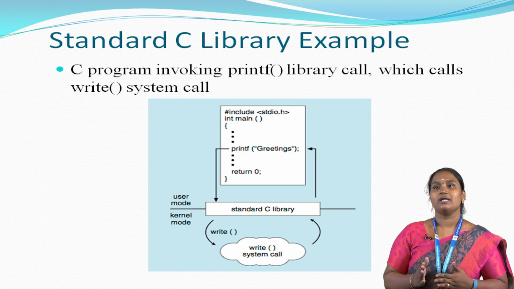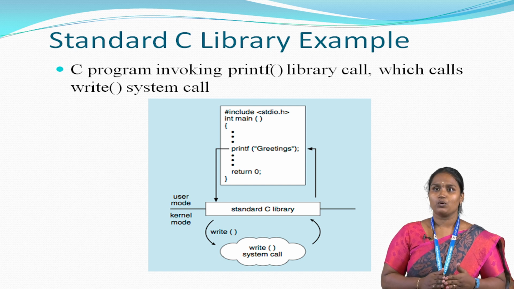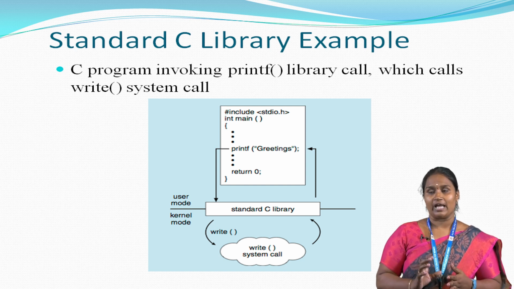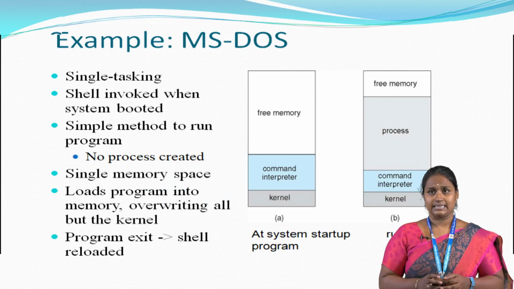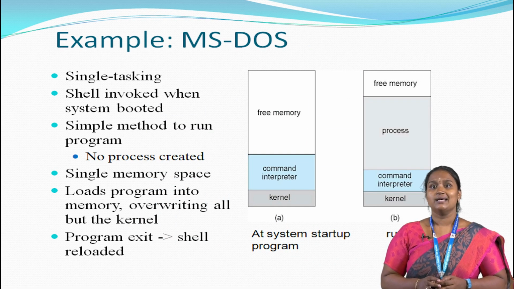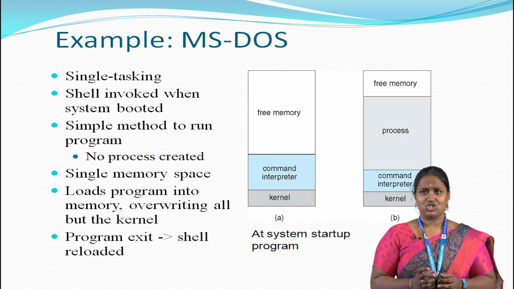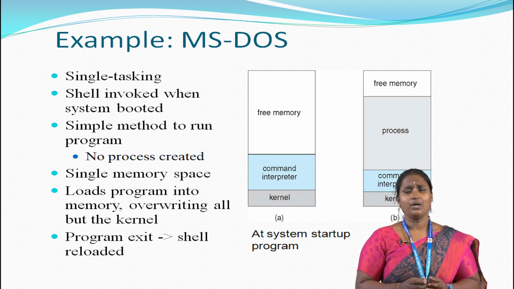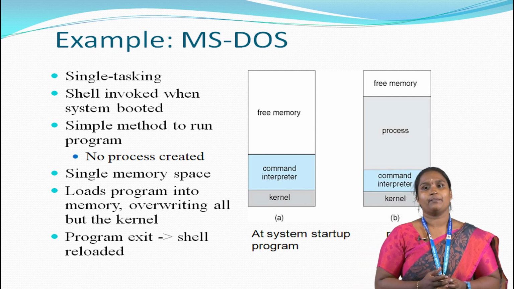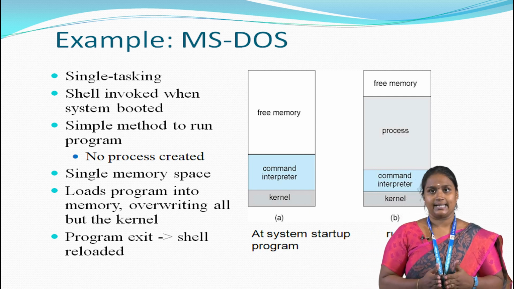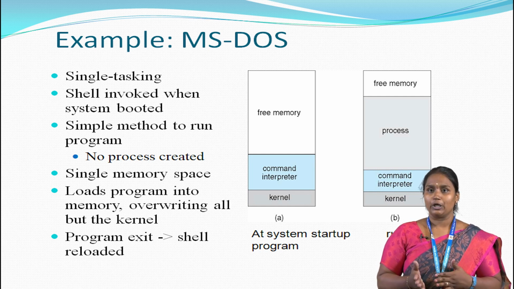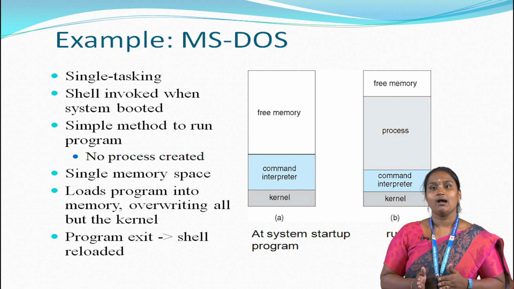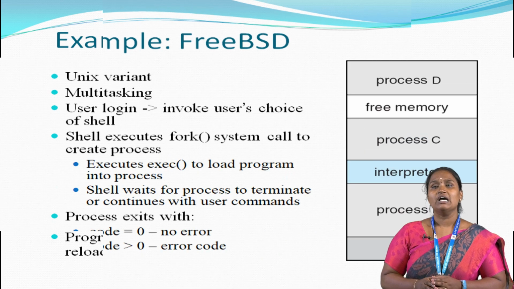Standard C library example: a C program invoking the printf library call, which calls the write system call. Example of MS-DOS: single-tasking, with the shell invoked when the system is booted. A simple method to run a program. No process is created. Single memory space. The program is loaded into memory, overwriting all but the kernel.